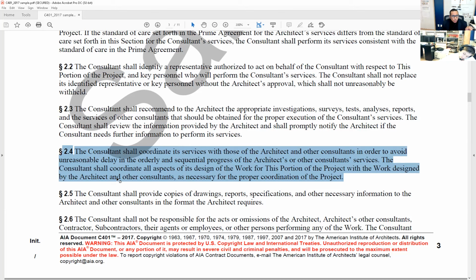And again, the consultant shall coordinate all aspects of its design of the work for this portion of the project with the work designed by the architect and other consultants as necessary for the proper coordination of the project. An example might be some ductwork that needs to go within the ceiling space, and some beams that also need to go through there. So we want to make sure that they work with each other. We're not going to be just randomly cutting through the beams. There has to be communication between the structural engineer and, let's say, the mechanical engineer in this case, through the architect. Well, they will be able to mediate how to resolve that, right?